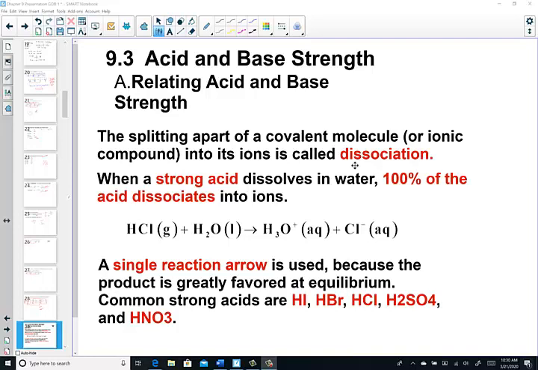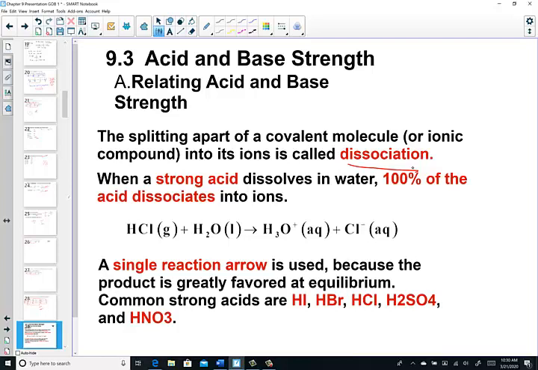What does it mean to be a strong acid versus a weak acid? What does it mean to be a strong base versus a weak base? And the answer to that lies with the degree in which an acid or base dissociates when placed into water. The splitting apart of a covalent molecule, or really an ionic compound, is called dissociation.